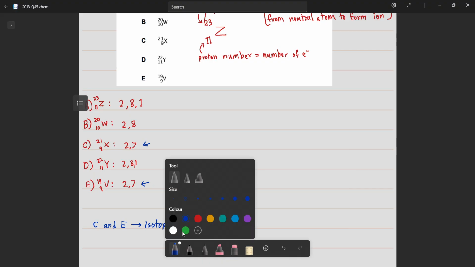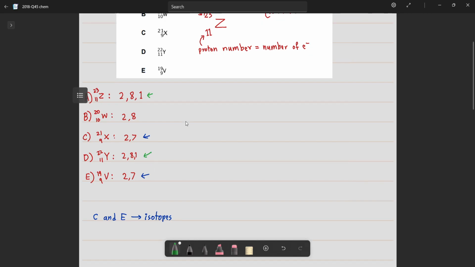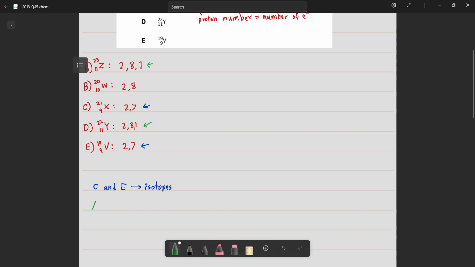And there are other isotopes, which are option A and option D, to each other. I'm going to use different colors. So it's to each other, not to any other atoms in the options. So option A and option D are isotopes of each other. I'm going to mention A and D are also isotopes.